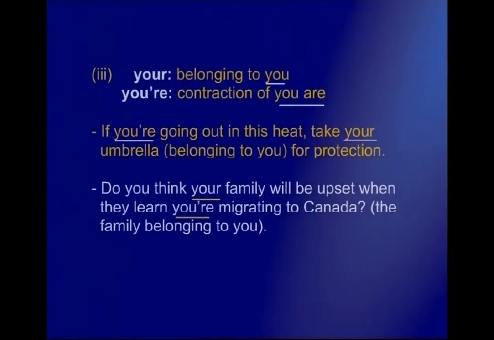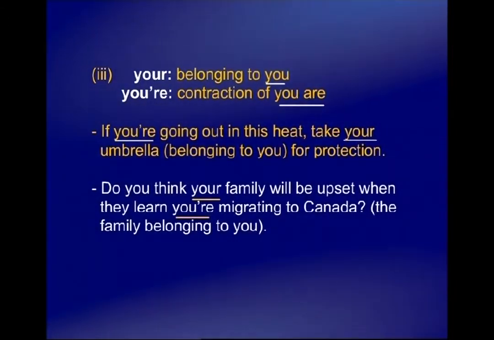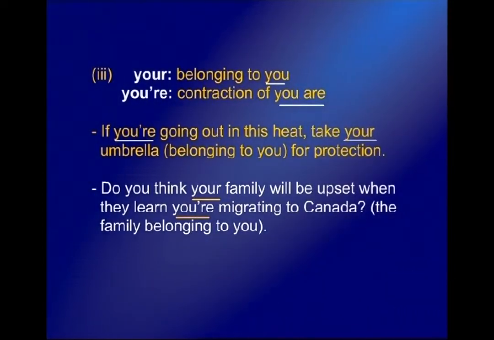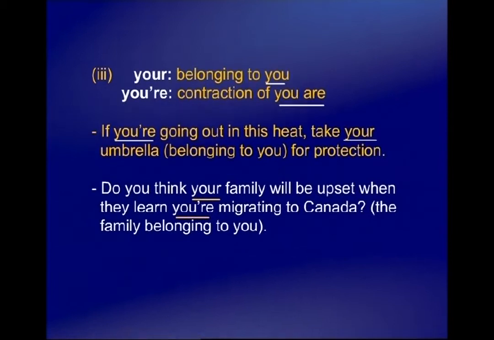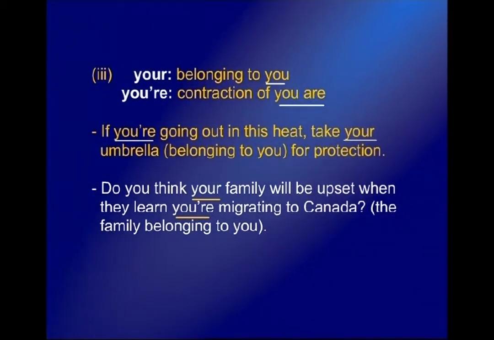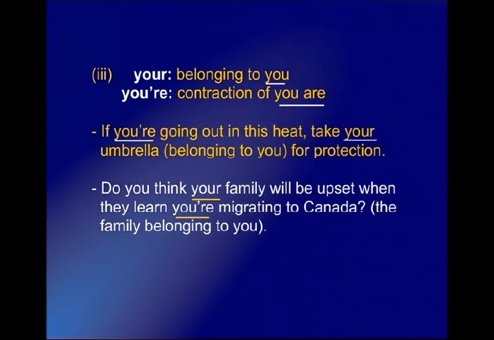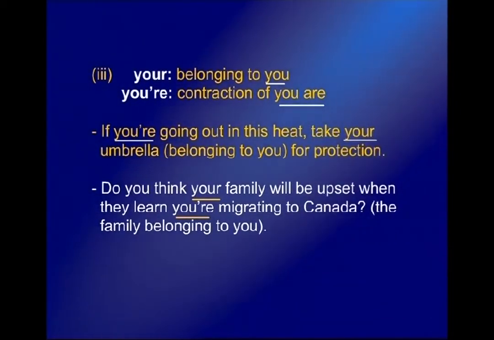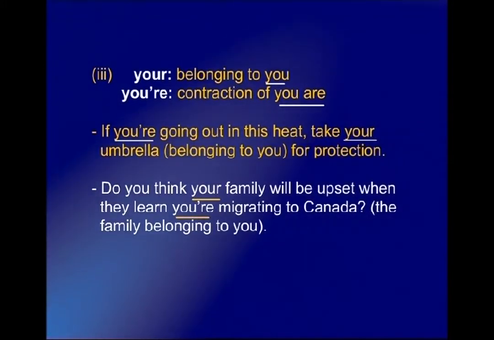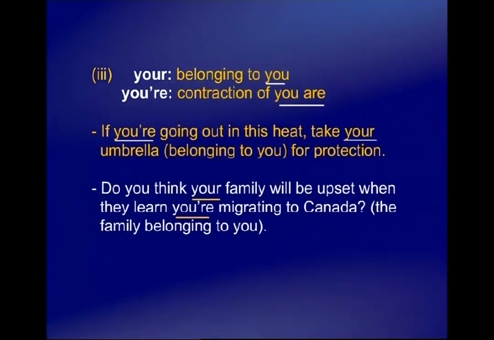Now, there is another pair of words that are frequently confused, and these words are your, Y-O-U-R, meaning belonging to you, and the other one, you're, which is a contraction of the words you are. The A is removed and you have the apostrophe and R-E. Listen to the example. If you're going out in this heat, take your umbrella for protection. Now, the first you're is Y-O-U apostrophe R-E, a contraction of if you are. If you are going out in the sun, take your umbrella, meaning the umbrella belonging to you, for protection. Another example. Do you think your family will be upset when they learn you're migrating to Canada? The first one is your, belonging to you. Do you think your family, the family belonging to you, will be upset when they learn you are? The second one is a contraction.